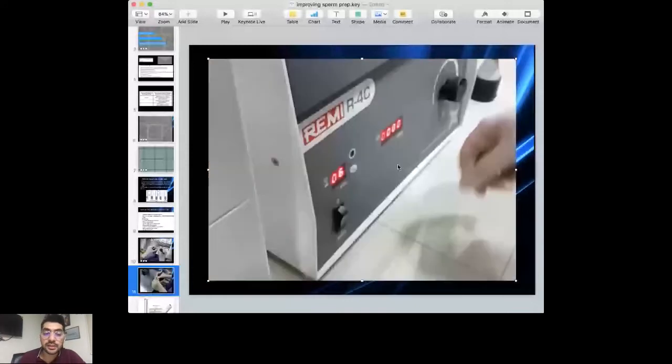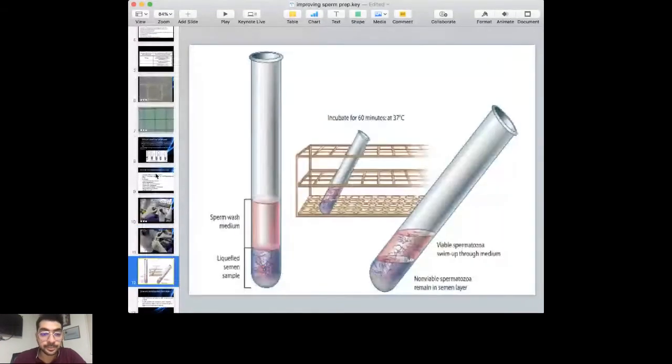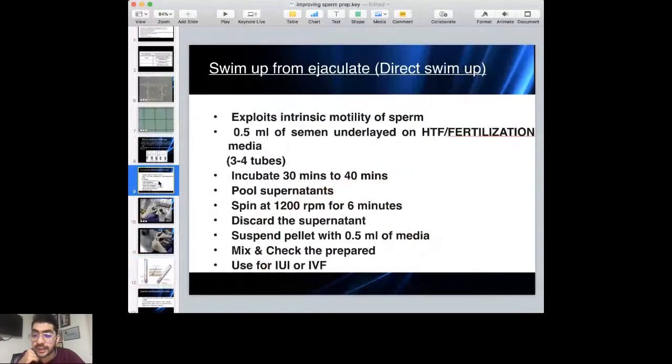If you have any questions regarding swim up, I'll be very, very happy to answer them at this moment itself. So just to go about this technique again, you take 3 to 4 tubes, you put 1 ml of the sperm preparation media. And this media depends on what you're wanting to do. If you're wanting to do IUI, you'll probably use HTF. If you're wanting to do IVF, you'll use fertilization media, right? So 1 ml of media in each of the 4 tubes, underlay 0.5 ml of semen sample in each of the tubes, leave it for about 30 to 45 minutes.